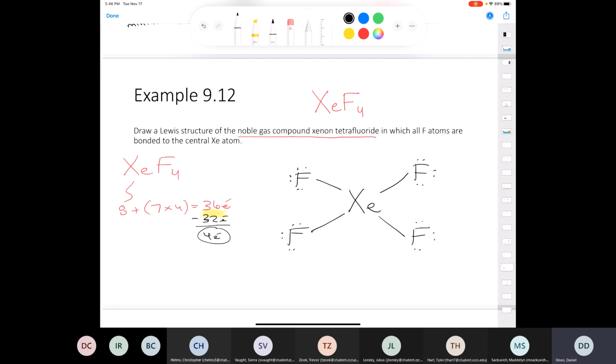Where are they going to go? They can't go on the fluorines because, as I told you, fluorine always has 1 bond and 3 lone pairs. So that means the 4 electrons remaining, I'm going to have 1, 2, 3, 4 unpaired electrons on the xenon. Xenon is in the 5th period. That means it can have an expanded octet. All right. Nothing wrong with that Lewis structure. Perfectly reasonable.